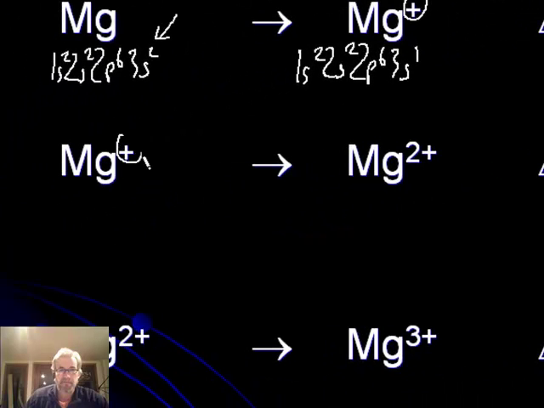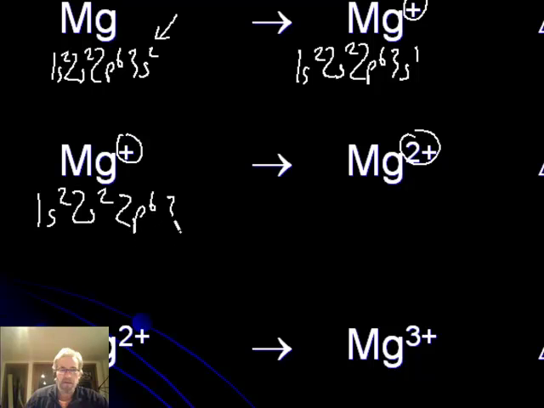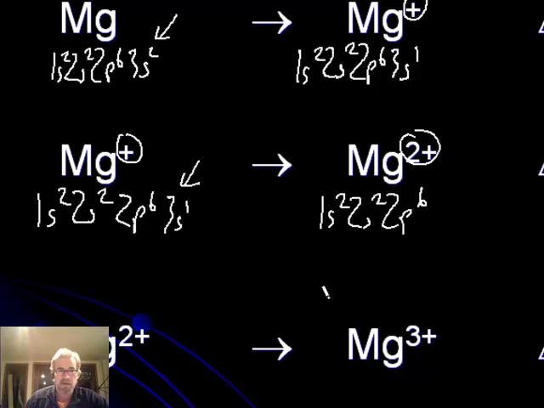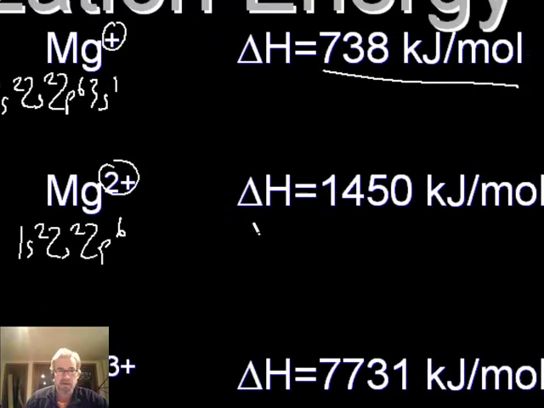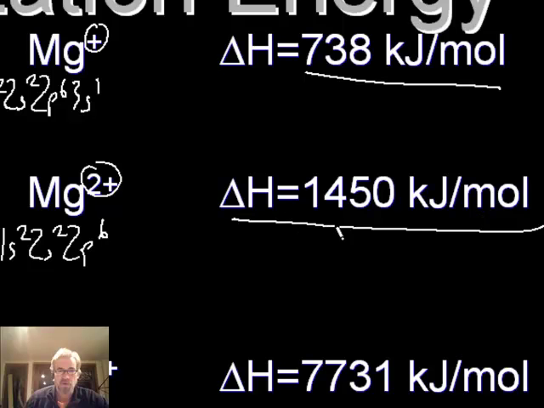Well, now we're going to ionize from Mg+ to Mg2+. And Mg+, remember, is 1s2, 2s2, 2p6, 3s1. The electron is going to be removed from the highest shell because that's the one that's farthest out. It's easiest to take away. So that means we end up with 1s2, 2s2, 2p6 because that 3s sublevel is now not occupied at all. Delta H for that process is just about double, 1415 kilojoules per mole.